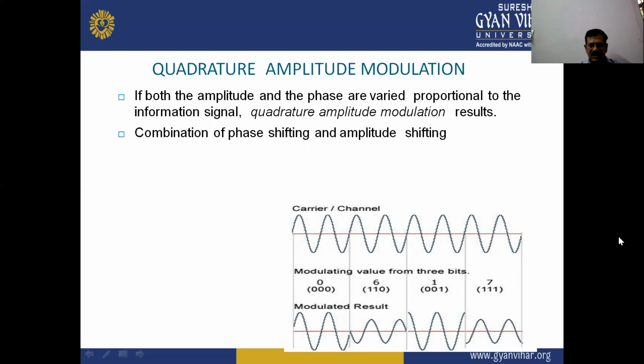So we can see quadrature amplitude modulation in the form of different waveforms. First is the carrier waveform, and the second one is the modulating value from 3 bits, which start 000, 110, 001, and 111. These are in digital form, but the equivalent to this digital value 000 equals 0, 110 equals 6, 001 equals 1, and 111 equals 7. So the modulated resulting wave here in the second waveform is the quadrature amplitude modulation.